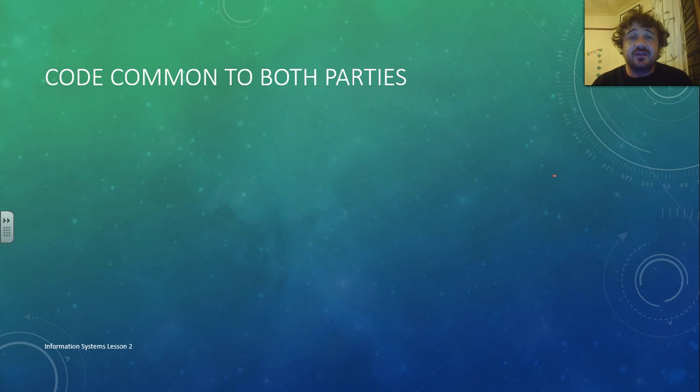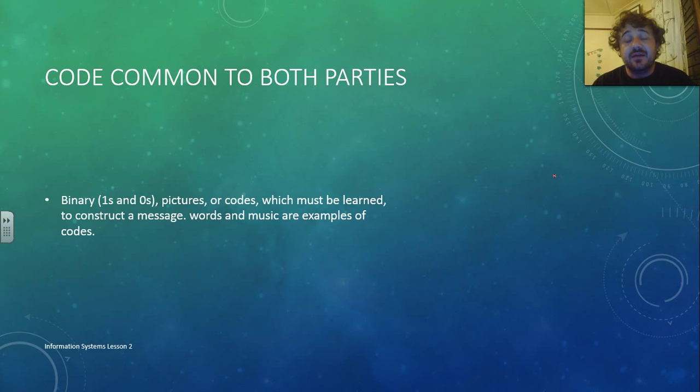All right. So the first thing, you could have a code common to both parties. Now, this could be binary, that's the ones and zeros we talk about with computers. It could be pictures or codes. Now, these need to be learned when you are constructing the message. Words and music are both examples of this. It must be deliberately used, okay? So you use the conventions or the code that you agree upon. And it has to be deliberate. It can't be an accidental message, otherwise it's not information transfer, it's interference.